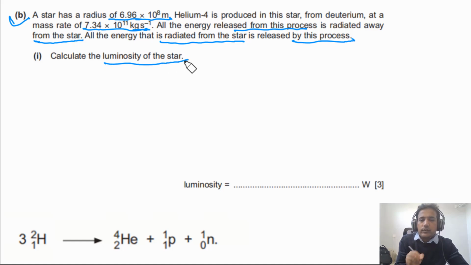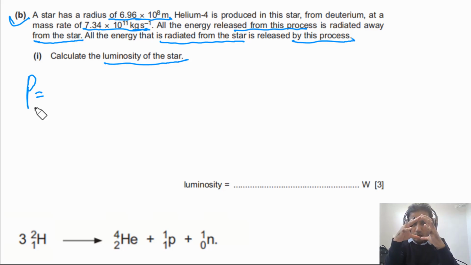Calculate the luminosity of the star. So what is the luminosity of the star? Luminosity of the star is the power of the star, meaning all the energy radiated by the star per second, or you can say total power radiated by the star. And so how can we calculate the total power?